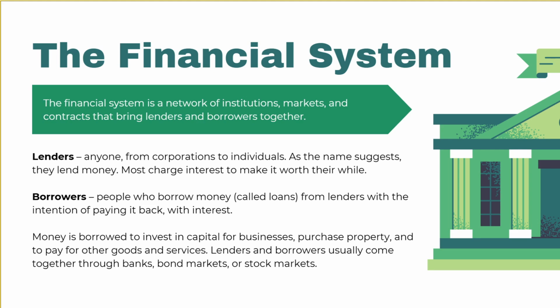Borrowers are people who, well, borrow money, these are called loans, from the lenders with the intention of paying it back with the applied interest. So the lenders can make profit and the borrowers can use the money for whatever purpose. Money is borrowed to invest in capital for businesses, purchase property, and to pay for other goods and services. Lenders and borrowers usually come together through banks, bond markets, or stock markets.